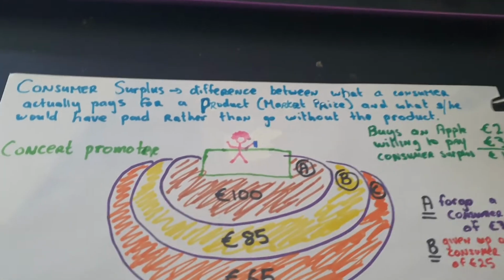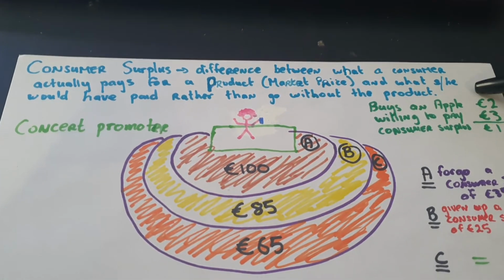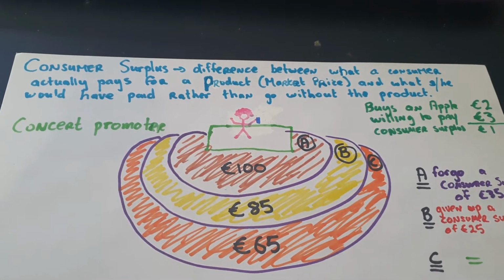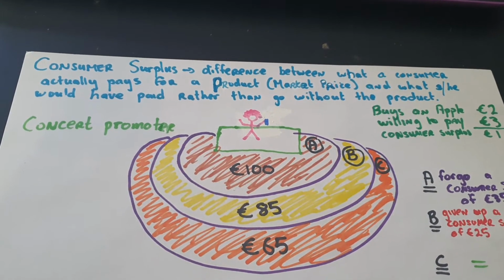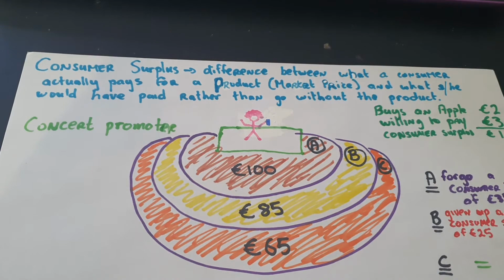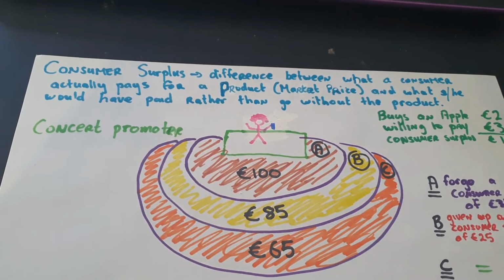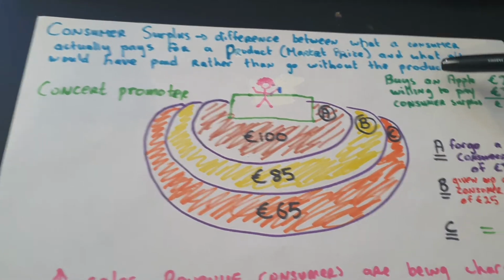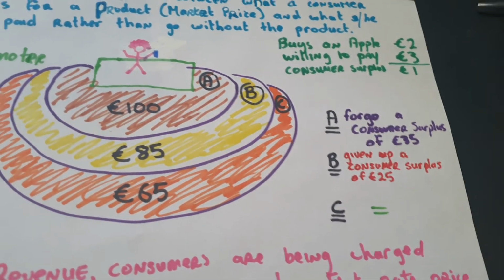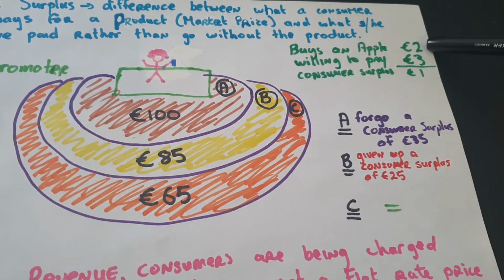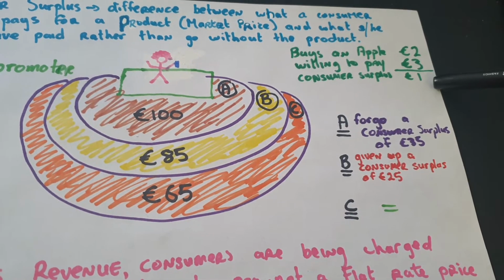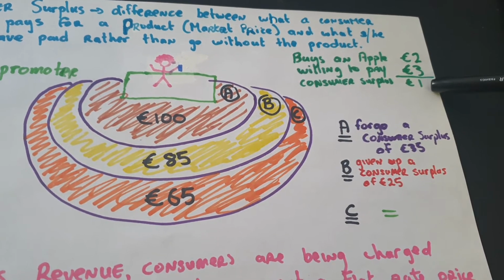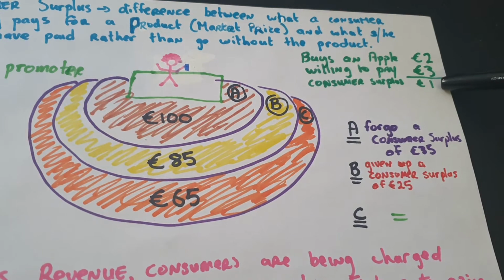So starting off with, what is consumer surplus? Consumer surplus is the difference between what a consumer actually pays for a product and what they would have been willing to pay for the product. So if we go to a very simple example here, if you buy an apple for €2, but you were willing to pay €3, well, your consumer surplus is €1 because you were willing to pay more than what you actually paid.